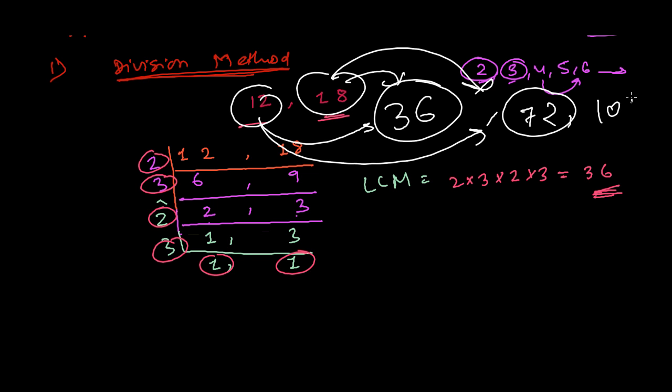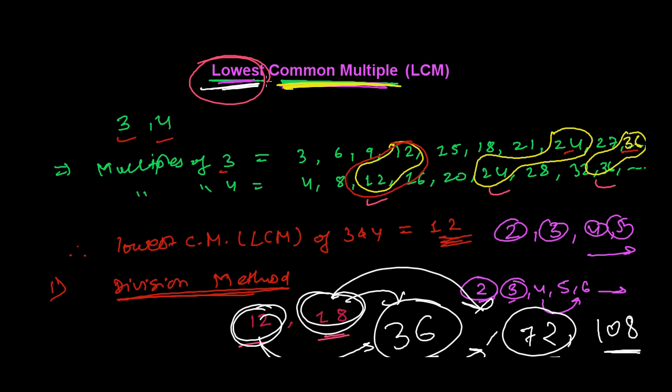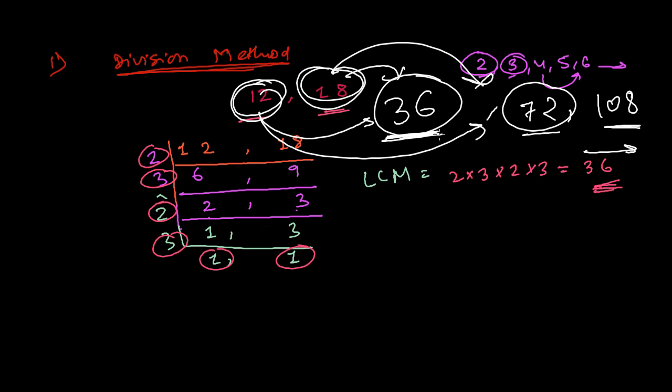After that you will get 108 and so on, like this you can go. So 36, 72 and 108, these three numbers, and even many more. There are a lot of numbers that 12 and 18 can divide, but we need the smallest one, the lowest one, and the lowest one here is 36. So that's why 36 is the lowest common multiple of 12 and 18. 12 can divide and 18 can also divide.